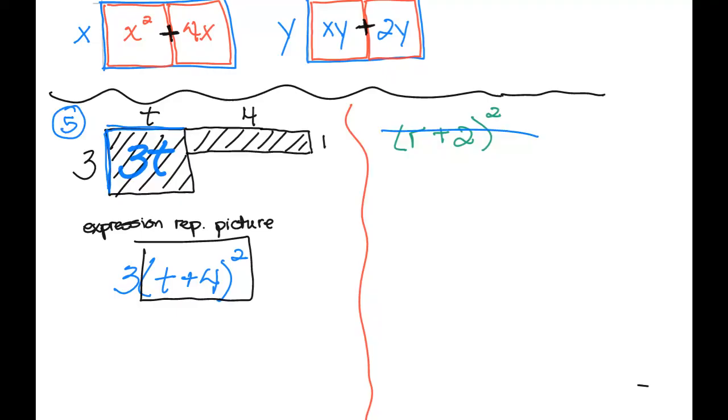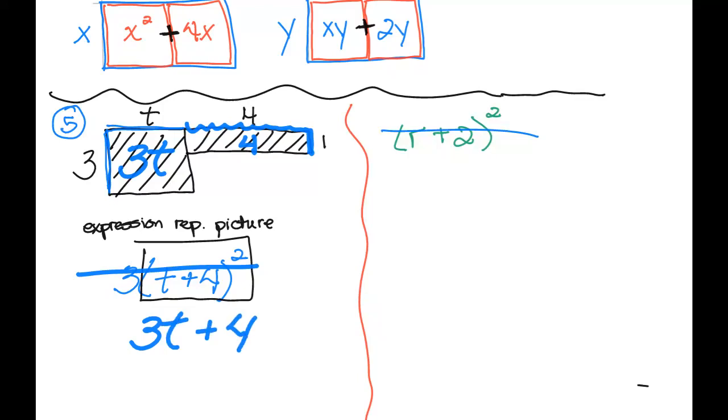Now take a look at the second rectangle. What is its length? And we'll call this length because that's the way we've been doing it. 1. And what is its width? 4. And so what is the area of that rectangle? 4. So if I put those together, what is my expression there? 3t plus 4.